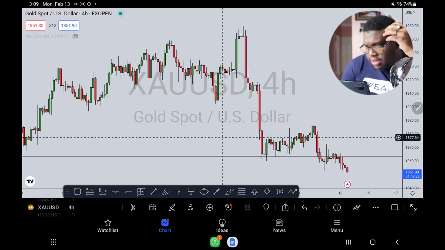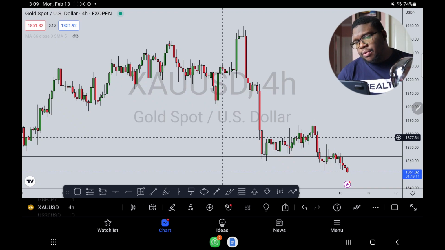Everybody understanding? So as you can see, we have rejections there, rejections there, rejections here, right? We had rejections here as well. So a next third thing that I look for when I'm placing a support and resistance is I look for things that I would look for to enter a trade, right?